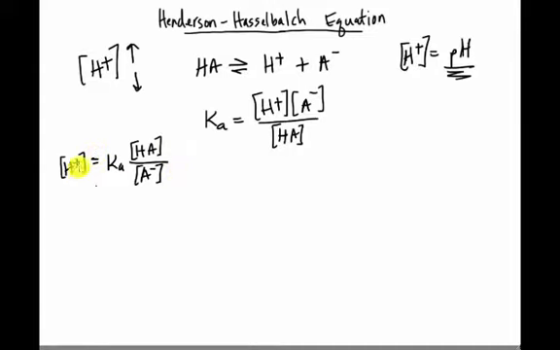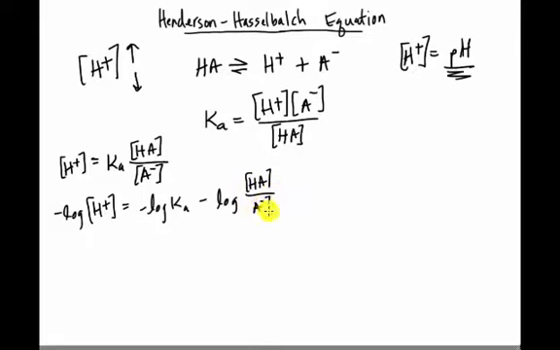Now, another useful thing that we can do is take the negative log of both sides. Because we don't really care about the hydrogen, we're mostly looking at pHs. So if I take the negative log of both sides of the equation, what I would end up with is pKa minus the negative log of HA. I'm kind of using some properties of logs. If you don't remember your log properties, don't worry about it.